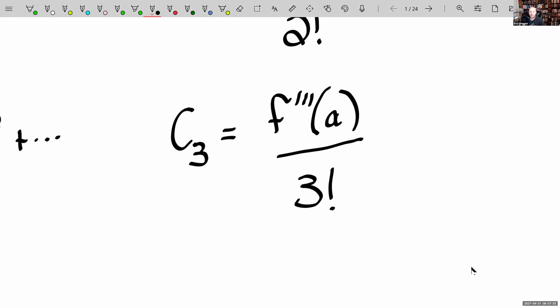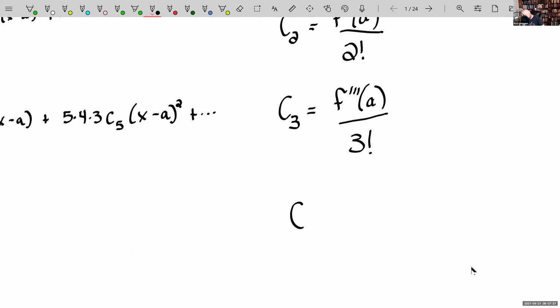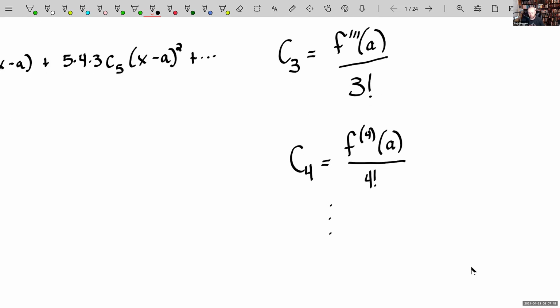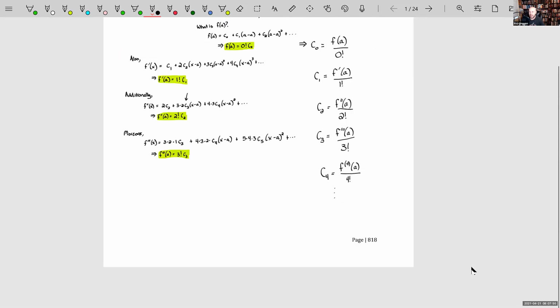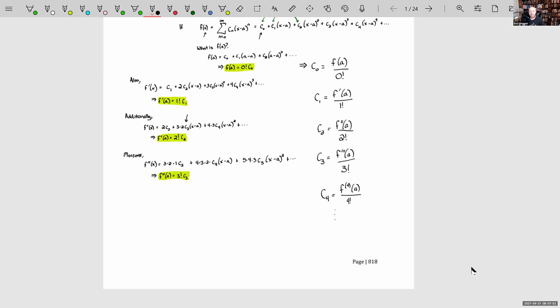c3 is the third power series coefficient. Its value is the third derivative at the center divided by 3 factorial. And the fourth coefficient is going to be the fourth derivative evaluated at the center all over 4 factorial, and so on and so forth. It is a pretty amazing process.